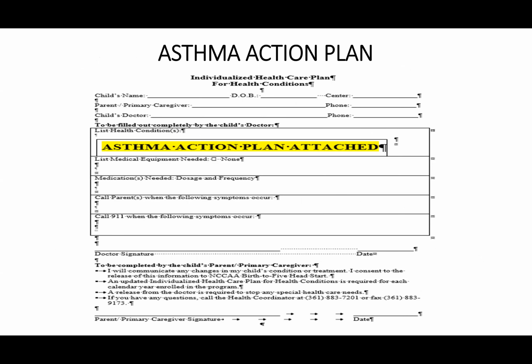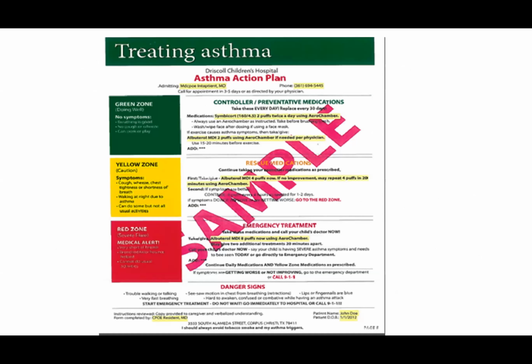This is the asthma action plan. This is the IHCP. If the doctor says there's an asthma action plan attached, it's fine. He signs this form, and then he will give us an asthma action plan. This is quite acceptable to us. It may look like this. The doctor may have his own. There are some that are maybe 2 pages.